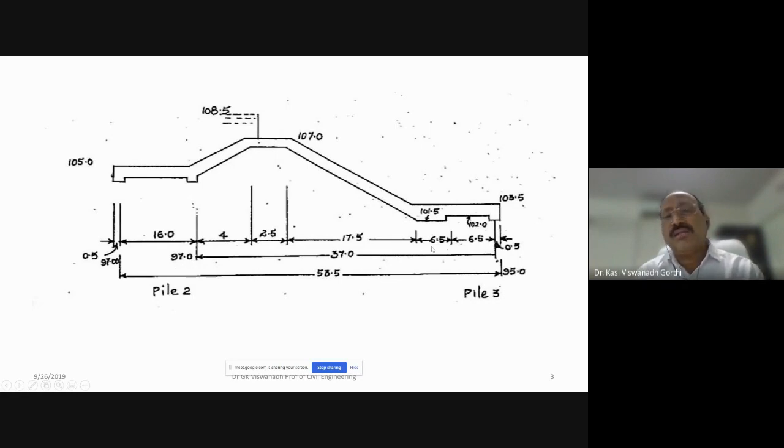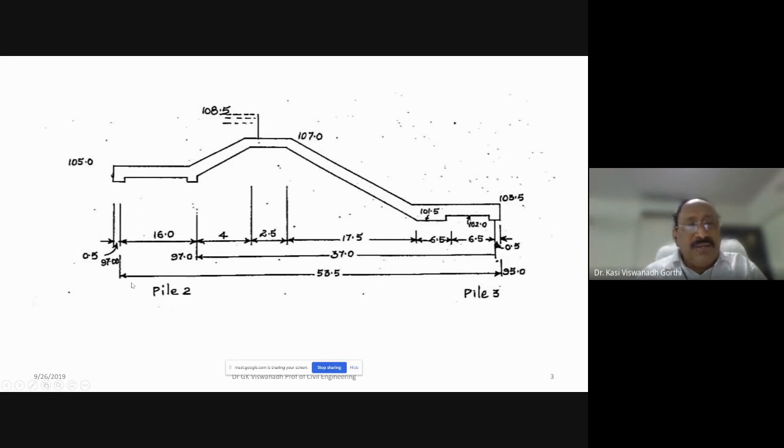The floor thickness: if you see, 103.5 is the top of the floor and the bottom of the floor is 102.0. So the thickness of the floor is 1.5 meters here. Whereas here, the thickness of the floor is more, with bottom at 101.5. So 103.5 minus 101.5 is the thickness of the floor here. All other things are given.